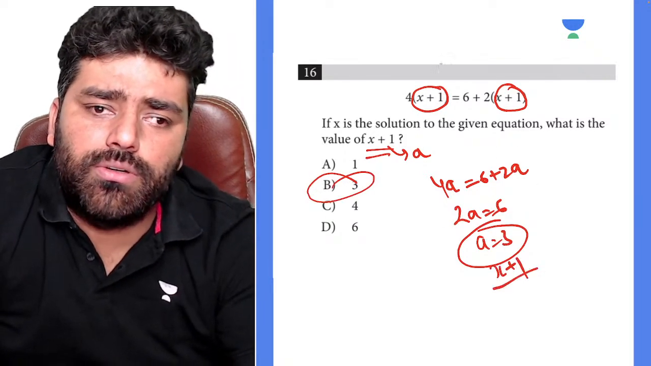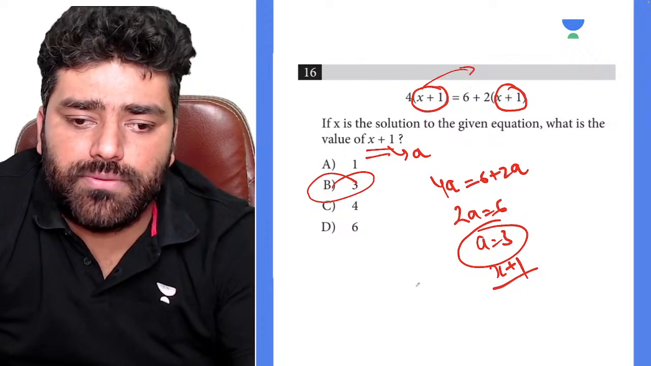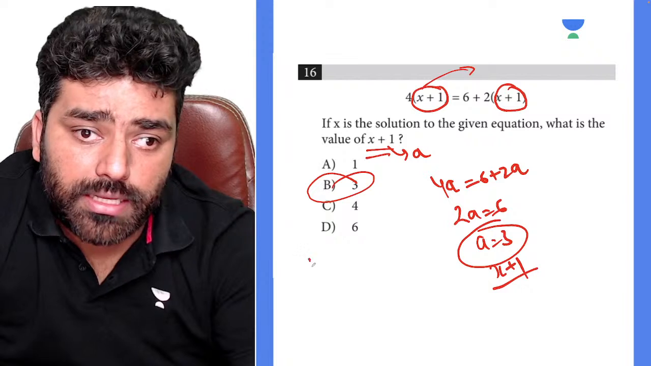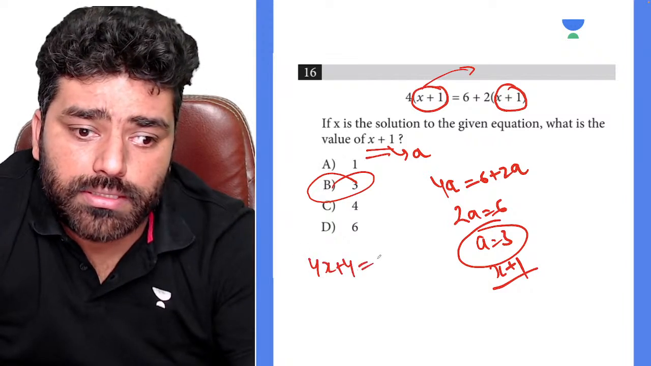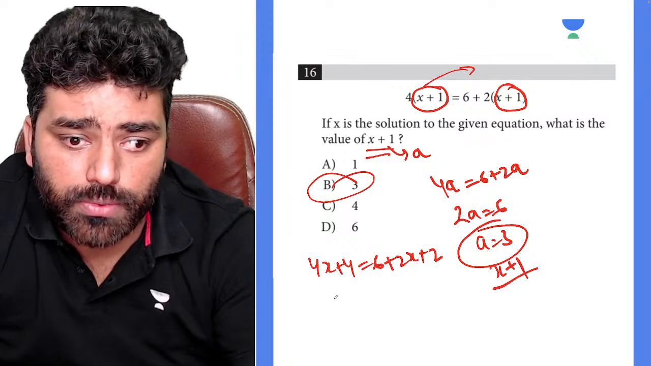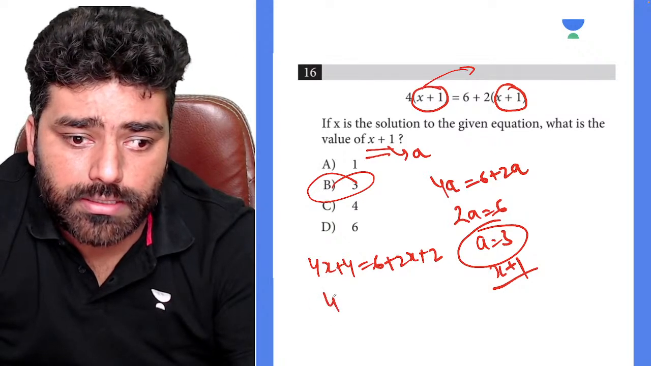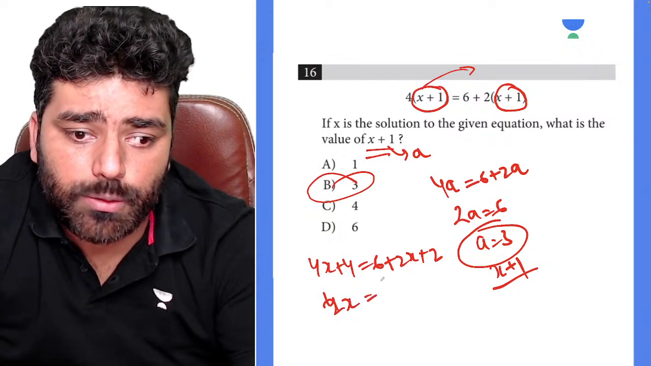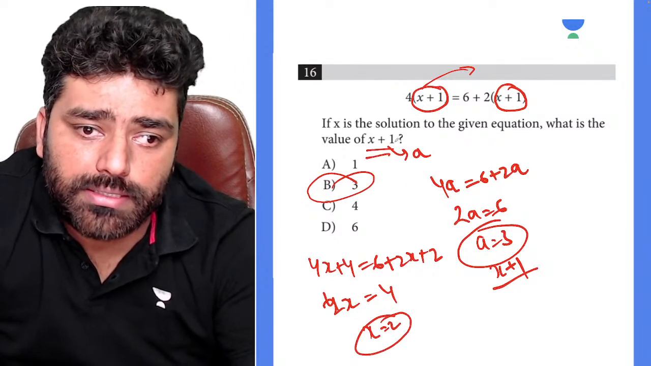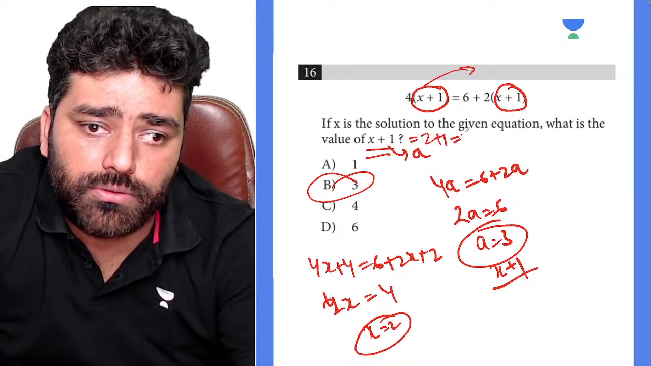Or you can just open this and find the value of x first and then find the value of x plus 1. So that is also a way. So 4x plus 4 is equal to 6 plus 2x plus 2, and then 2x is equal to 8, that is 4. So x is going to be 2, and if x is 2, then 2 plus 1 is equal to 3.